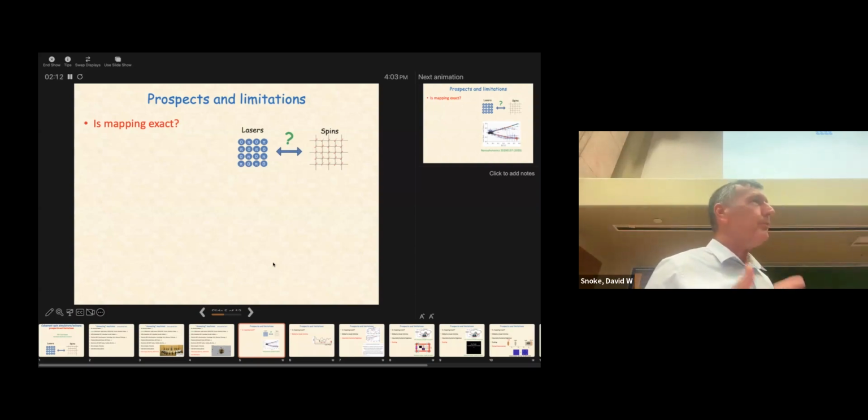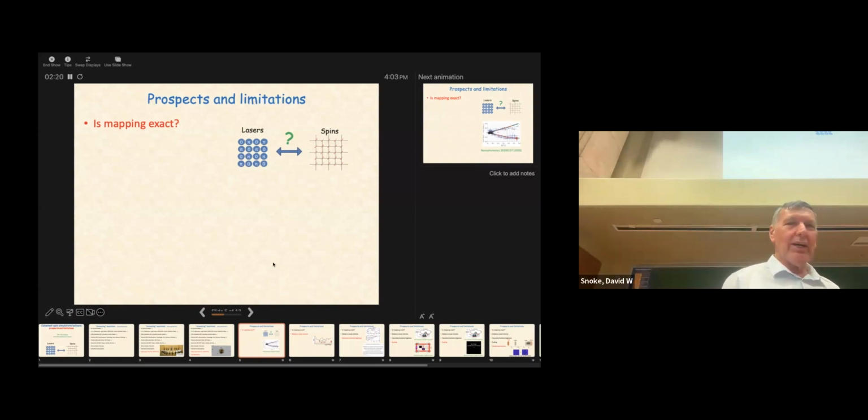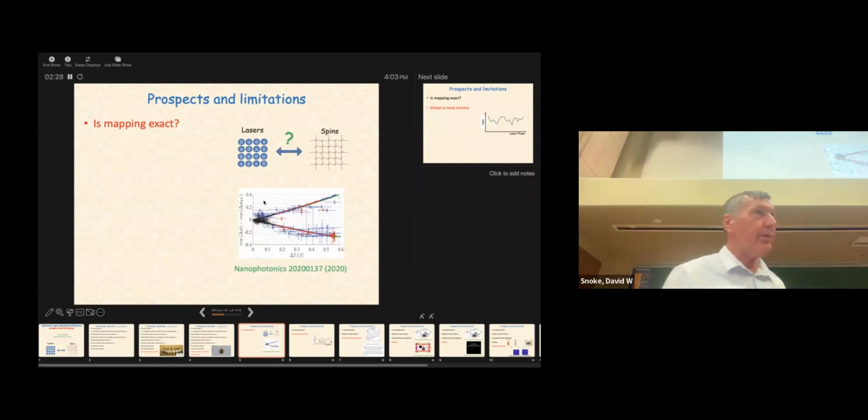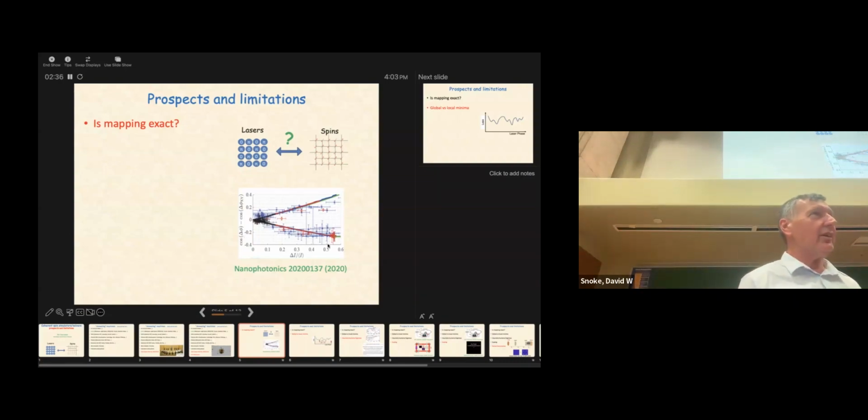So I have a list of topics and I'll just touch each one of them and I'll leave place for comments later. So a big question is how exact is the mapping? And the answer is it is not, at least for the lasers. And this is an example of a recent paper that we published where on the horizontal axis, you can see the homogeneity of the intensity of the lasers. And on the vertical axis, you can see the difference between the state that the laser finds by what is called the minimal loss solution, because the lasers are coupled dissipatively, and the XY minimal energy state.